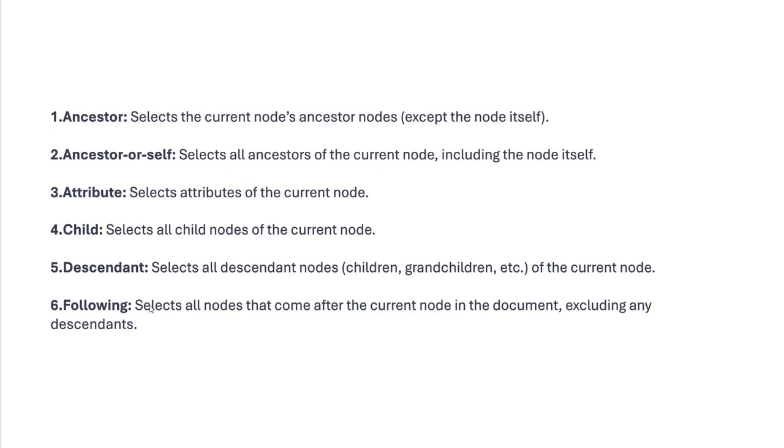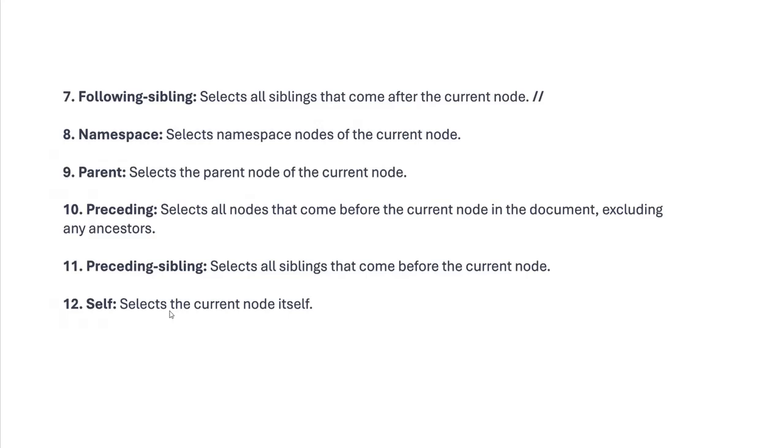Following selects all the nodes that come after the current node in the document, excluding any descendants. After that particular node, whatever following nodes are present, it will identify them. Then there is following-sibling, namespace, parent, preceding, preceding-sibling, and then self. So these are the different axes that are present.